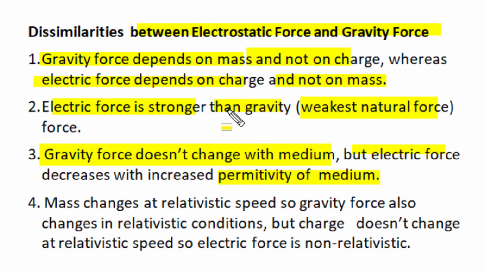Gravity force is only attractive in nature, whereas electrostatic force has both attractive and repulsive nature. In relativistic speed conditions, when particles are moving at very high speed, close to the speed of light, mass starts changing in a relativistic manner. So with that change, gravitational force also changes, but the amount of charge will not change with relativistic speed. So electric force is non-relativistic. So these are important dissimilarities between electrostatic force and gravity force.